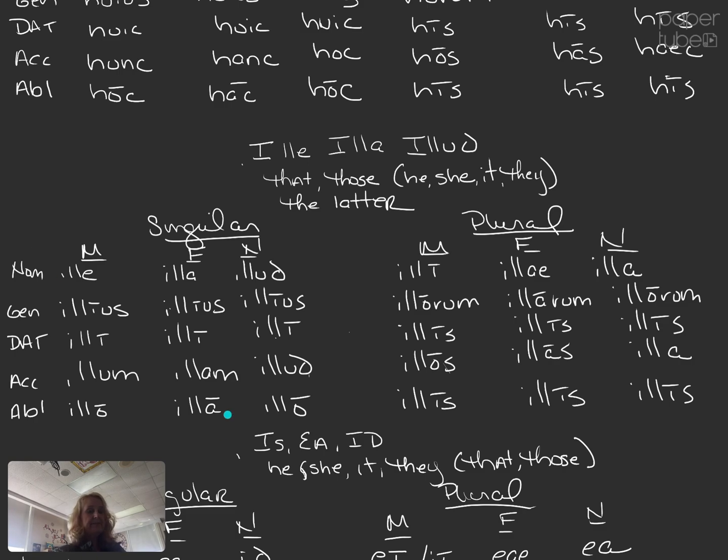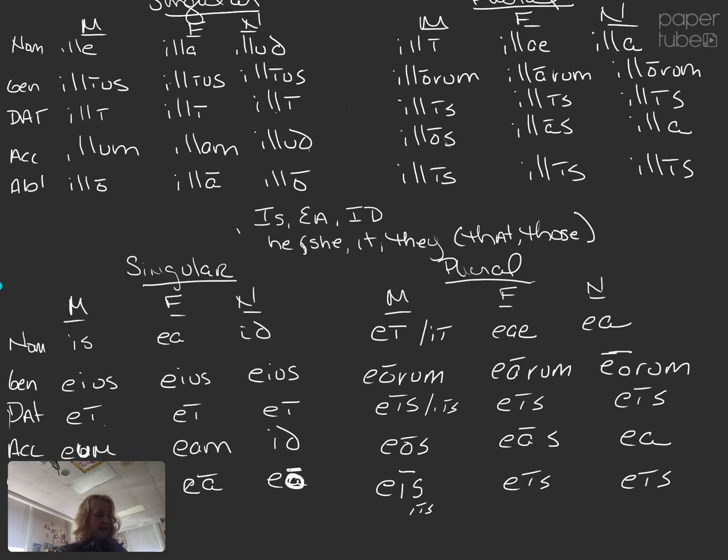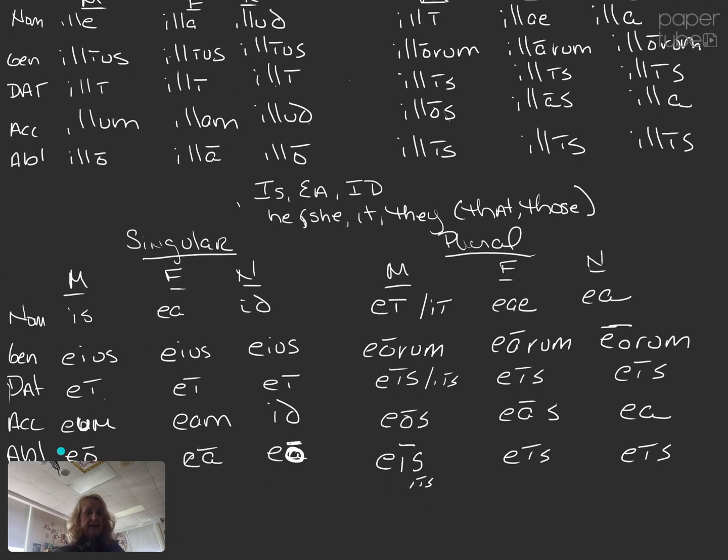And then finally, is, ea, id. Singular, is, ea, id. Eius, eius, eius. Ei, ei, ei. Eum, eam, id. Eo, ea, eo. Ei, eae, ea. Eorum, earum, eorum. Eis, eis, eis. Eos, eas, ea.